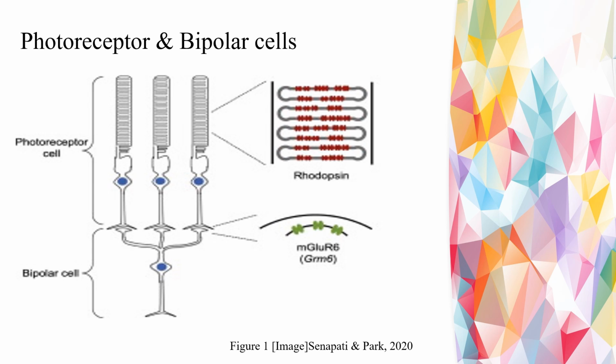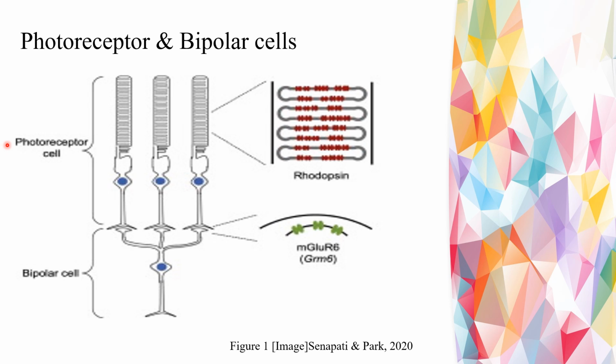Let's take a look at figure 1. Here we have photoreceptor and bipolar cells. Photoreceptor cells must adapt to changes in the lighting environment or any dysfunctional state. Signals from rod receptor cells are passed on to rod bipolar cells, and they are located in the outer plexiform layer of the retina.